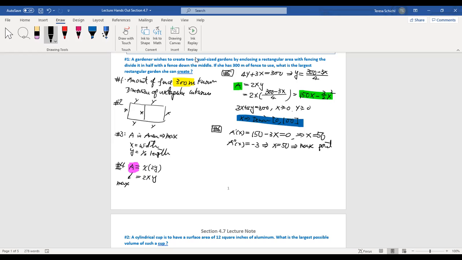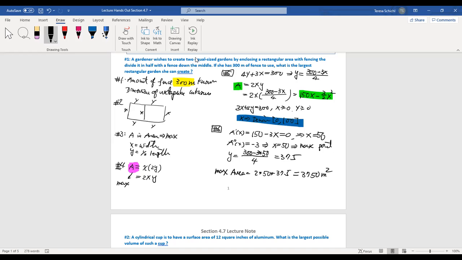Correct? So if x is equal to 50, then I go back to the relation. So y is equal to 300 minus 3 times 50, over 4. So y is equal to 37.5. So now I know the maximum area will just be 2 times x times y, right? 2 times 50 times 37.5. So this will give me 3750 square meters.